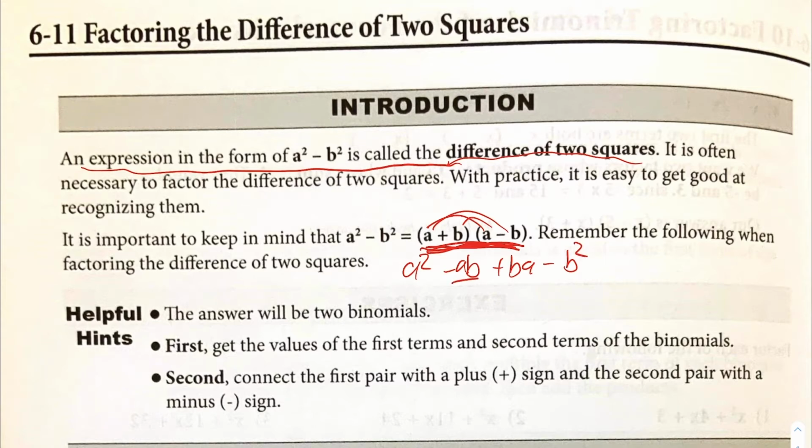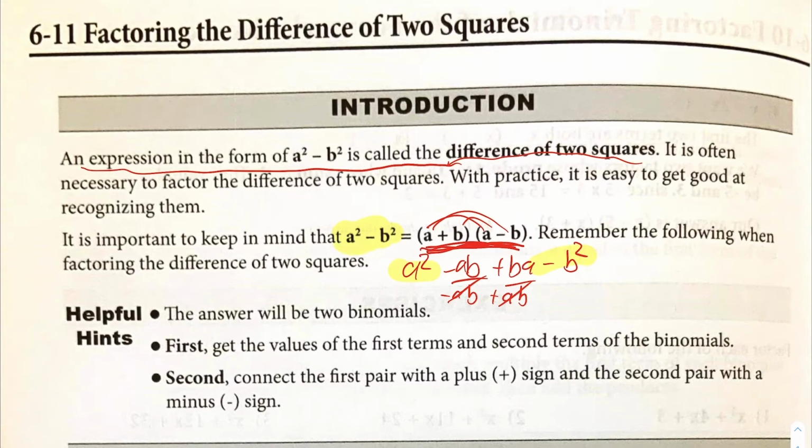This ab and ba are actually the same thing because we're multiplying. You can rearrange the ba to look just like ab. Once you have a negative version and a positive version of the same thing, they cancel out, and it only leaves you with the a squared and the negative b squared. And that's how we get this side of the formula.